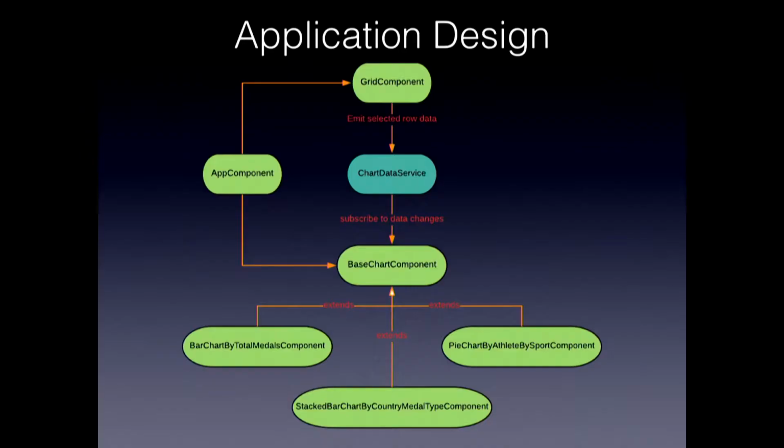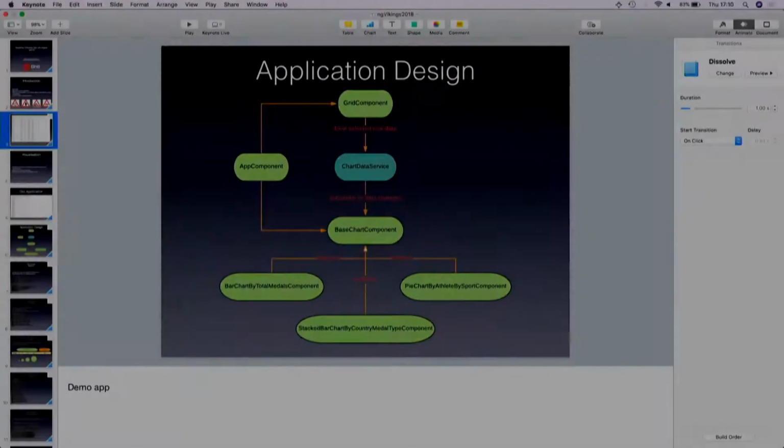So we've taken a look at the application. The application that I'm going to demonstrate here is a fairly simple, standard Angular application. We've got an app component. It's going to have a grid component on the left, and then a chart component on the right. The chart component we're going to demonstrate here will be a bar chart, stacked bar chart, or a pie chart. So it's fairly simple. We've got a service in between the grid and the chart to convey the information to the chart in question. That's not terribly interesting, so we'll go into the next part and actually look at the application.